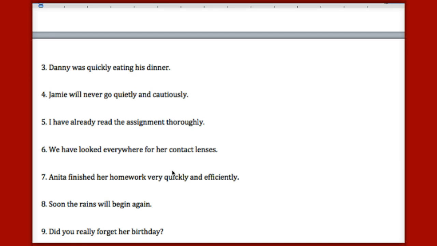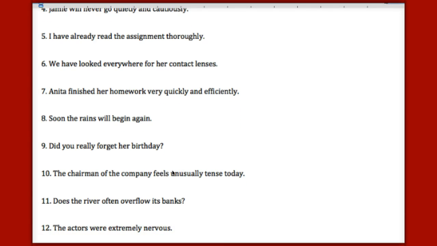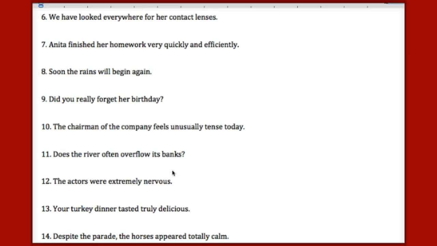Danny was quickly eating his dinner. In what manner was he eating his dinner? Jamie will never go quietly and cautiously. You should find 3 adverbs in this sentence. I have already read the assignment thoroughly. In what manner have I already read the assignment? Number 6, we have looked everywhere for her contact lenses. You will find 1 adverb in that sentence. Number 7, in what manner did Anita finish her homework? If you find it, you'll find the adverbs.